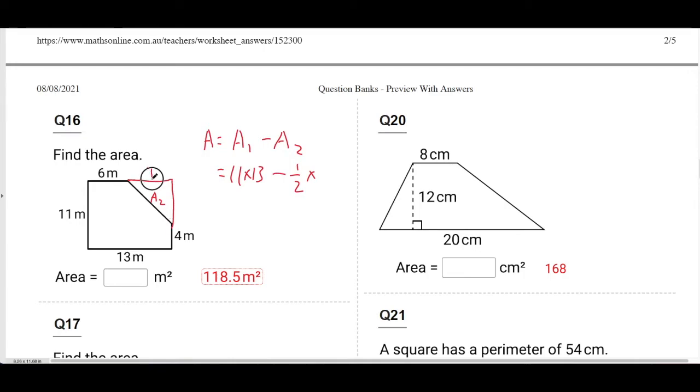So what length is this? This is 7, because this is 13. This is 6 plus 7 gives you 13. And the height, well, this is 11, this is 4, and this should be 7 too, right? So it's half times 7 times 7. Plug this into your calculator, you should get this.